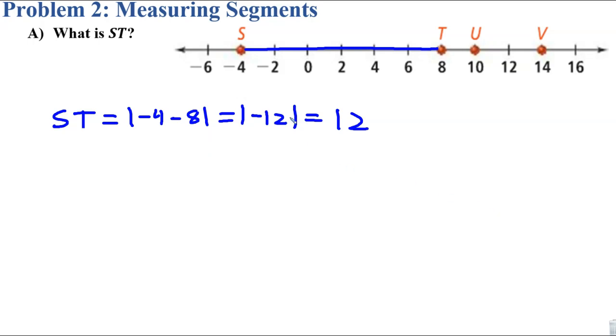Okay, not a bad idea if you've got a picture come test time. We can just count things out to double check. 2, 4, 6, 8, 10, 12. Yep, looks like we're good. But it's important to be able to use that formula as well. All right, problem B is another question, measuring segments with the same number line here. Once again, take a minute, pause the video, work through that question, and then check your answer before we move on.